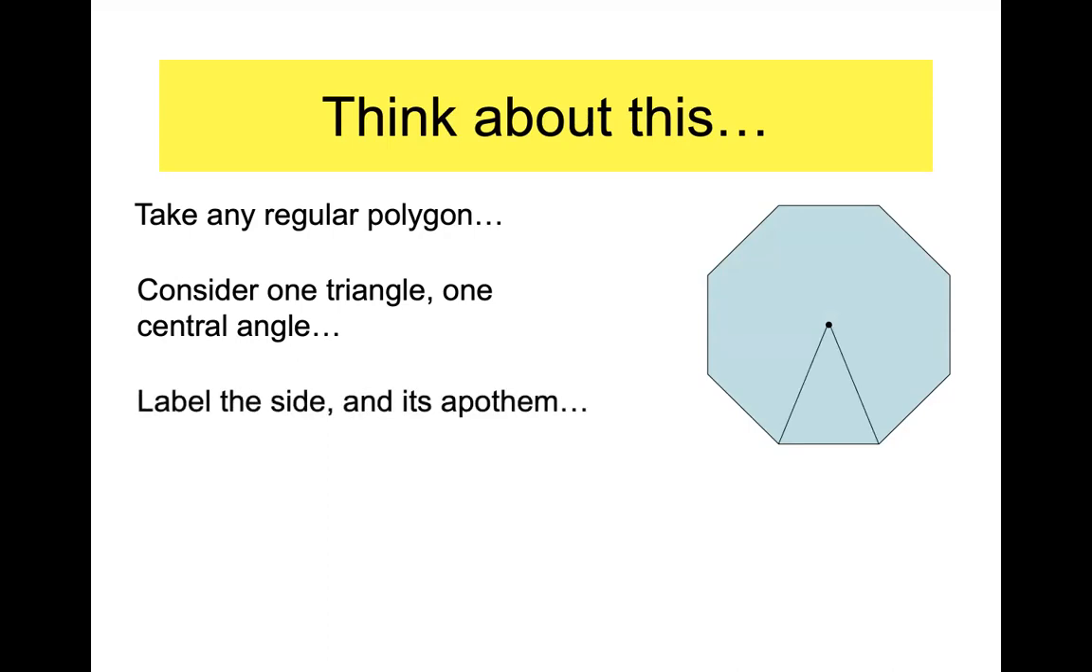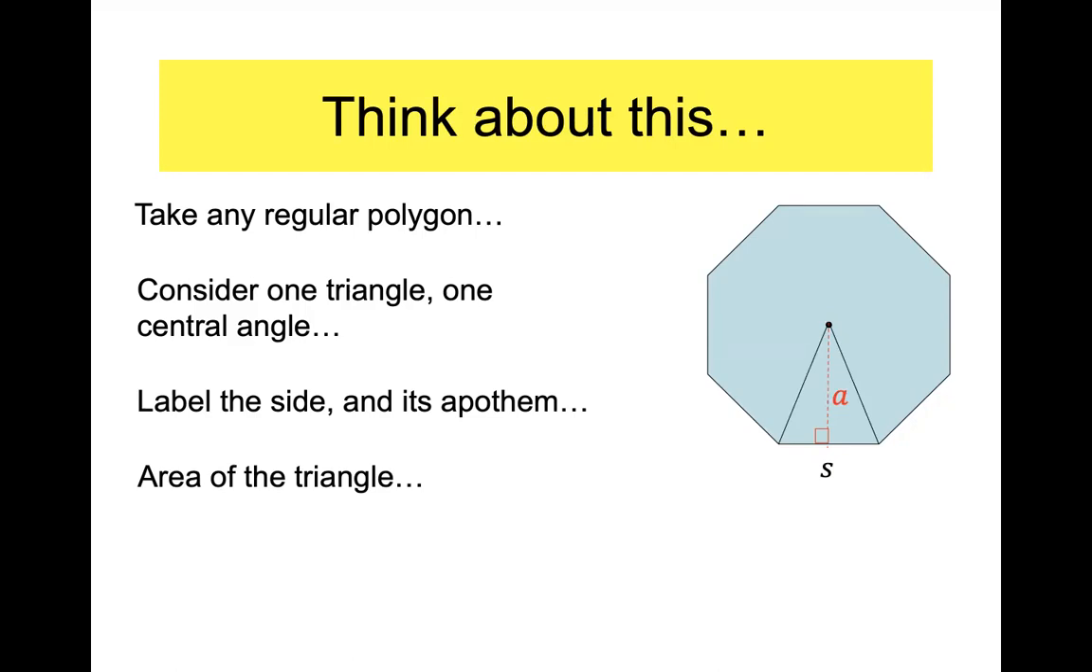I'm going to label one of the sides, and it's apothem. So S for side. Remember, an apothem is that perpendicular distance from the center to any of the sides of the regular polygon. So there's my apothem. Okay, now what? Well, let's consider the area of that one triangle right there that I just drew.